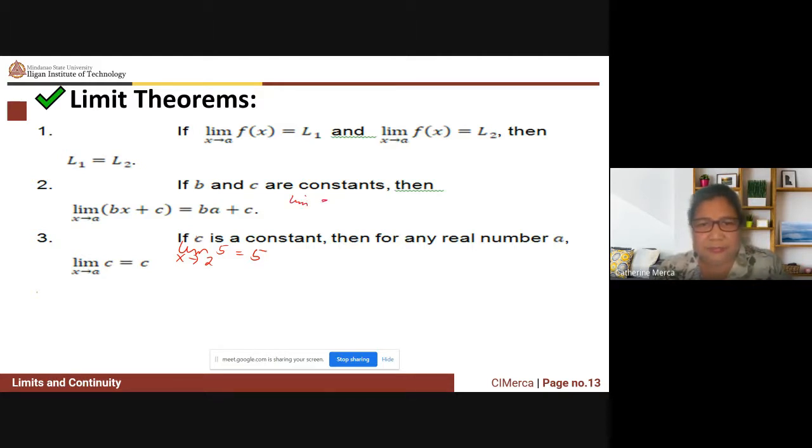Itong example nito, say, we take the limit of, say, 3x plus, say, 4, as x approaches a. So that will now become 3 times x approaches a man. So 3a plus the same value, 4.